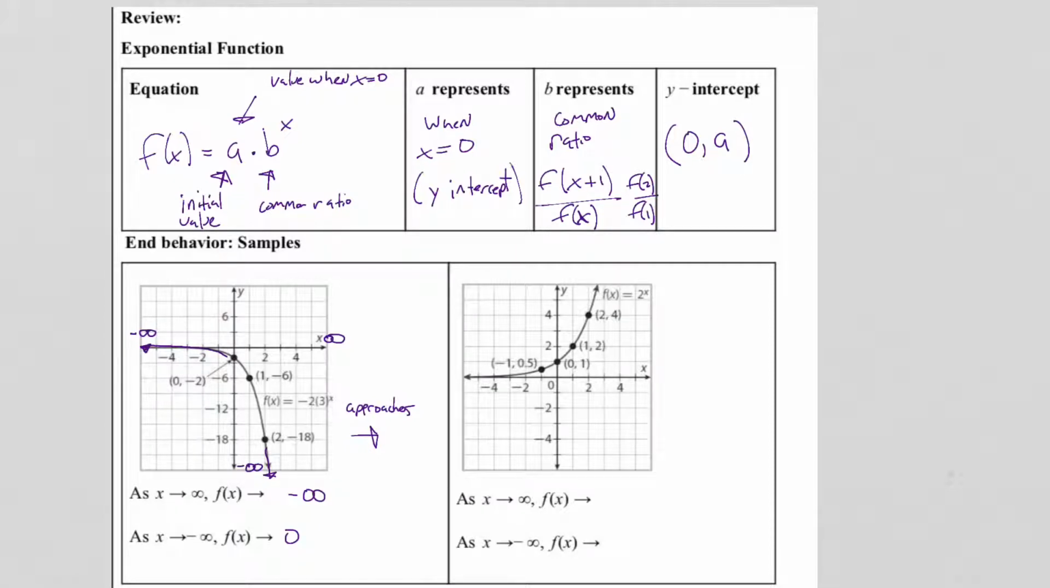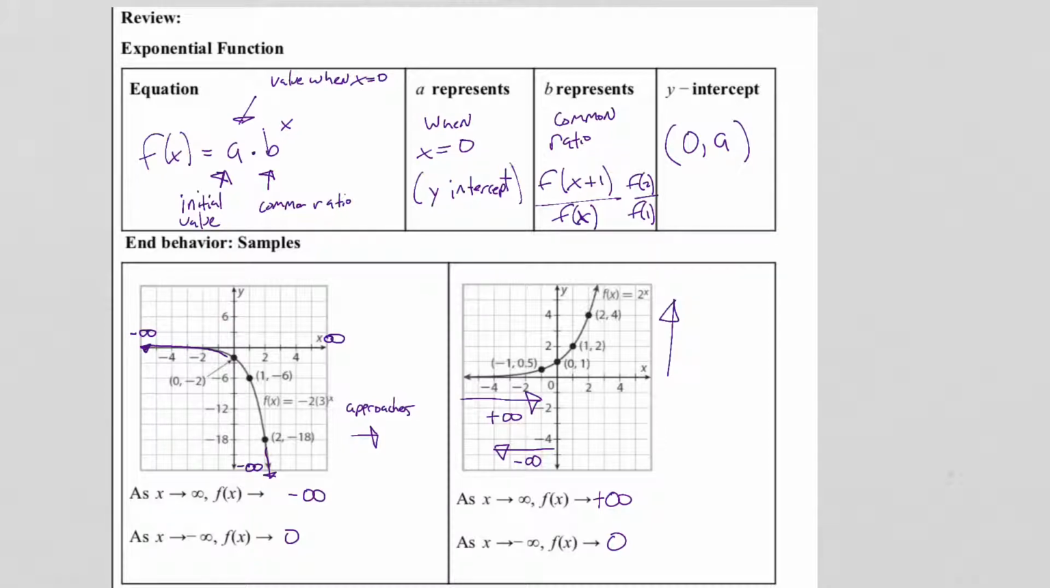So again, as x travels this direction, and that direction is positive infinity, the value of y keeps rising. So the value of y, or f of x, approaches positive infinity. Right? As x goes this way, y goes that way. But as x goes this way, towards negative infinity, where does y go? Closer and closer to 0.